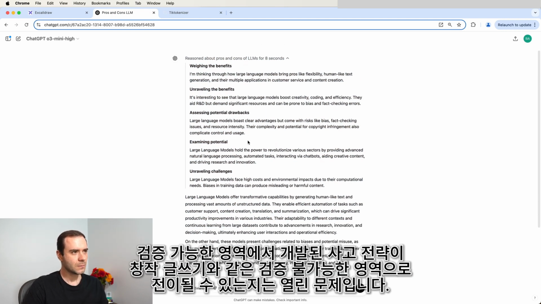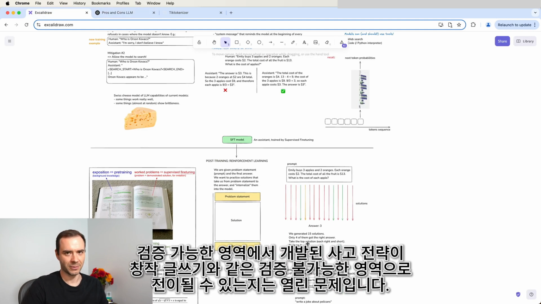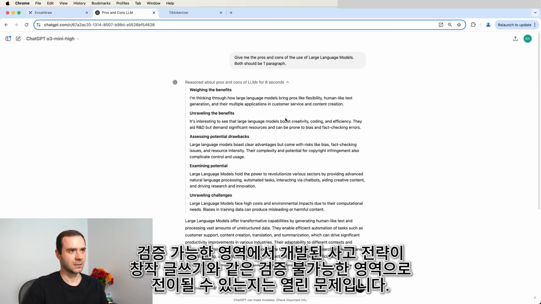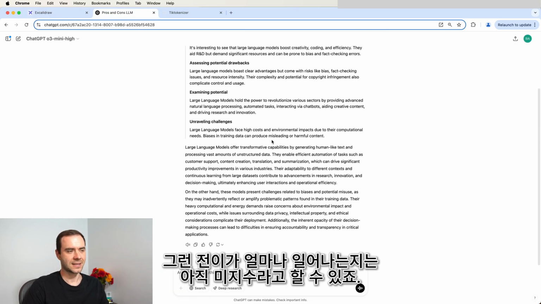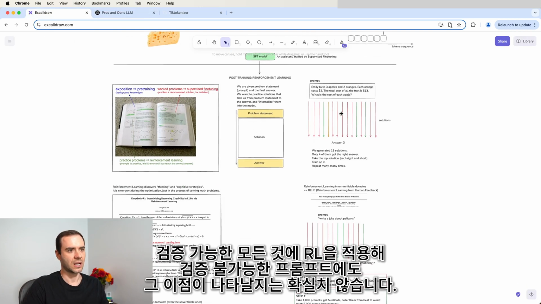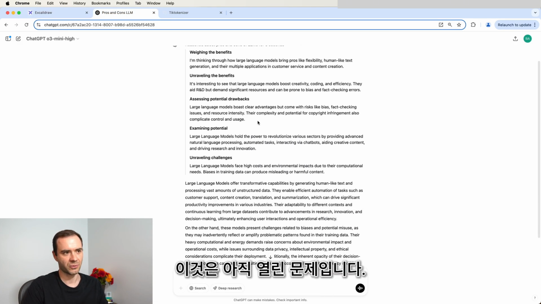a question, an open question, as to whether the thinking strategies that are developed inside verifiable domains transfer and are generalizable to other domains that are unverifiable, such as creative writing. The extent to which that transfer happens is unknown in the field, I would say. So we're not sure if we are able to do RL on everything that is verifiable and see the benefits of that on things that are unverifiable, like this prompt. So that's an open question.